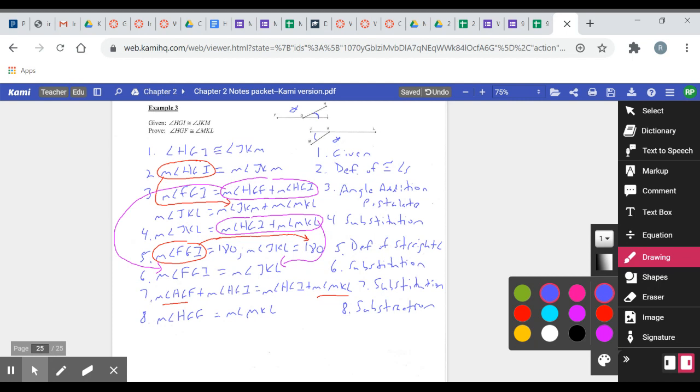That is what I'm trying to prove, except there's an equal sign and I want a congruent sign. So last step, I just need to switch those. And I've got angle HGF is congruent to angle MKL. And again, that's definition of congruent angles, because I switched from the equal sign back to the congruent sign.